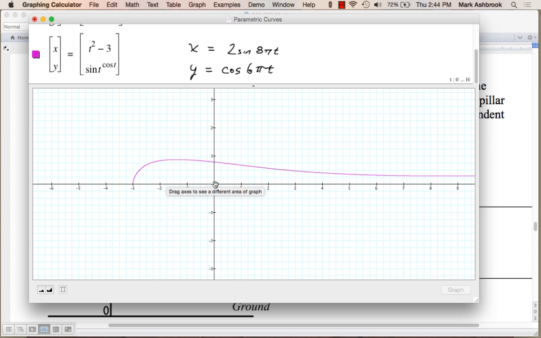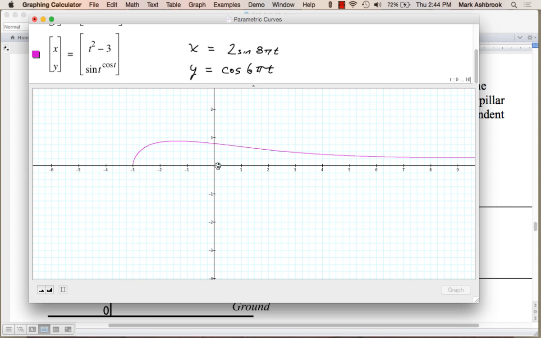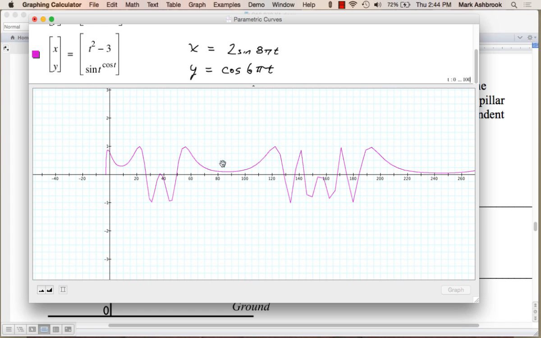Something like a Nike swoosh, right? Oh, wait. Ooh, it gets better. Let's see. Oh, you see? We need more here. You all doubted me. All right.